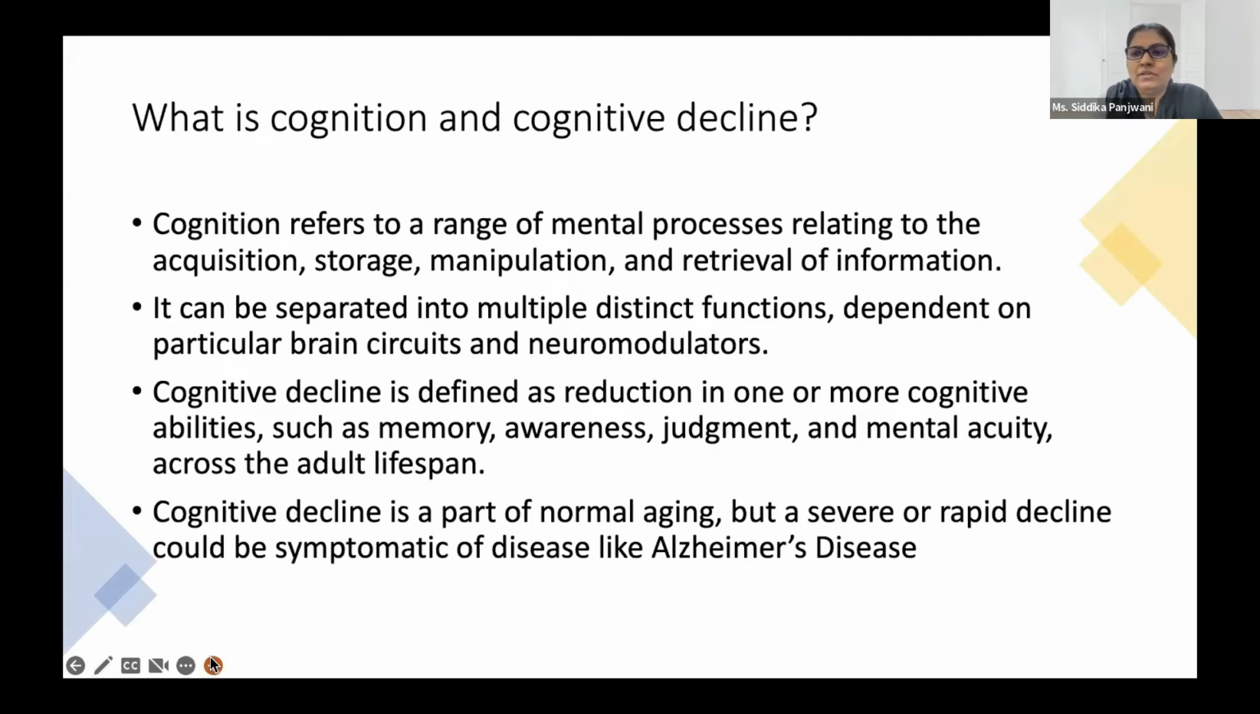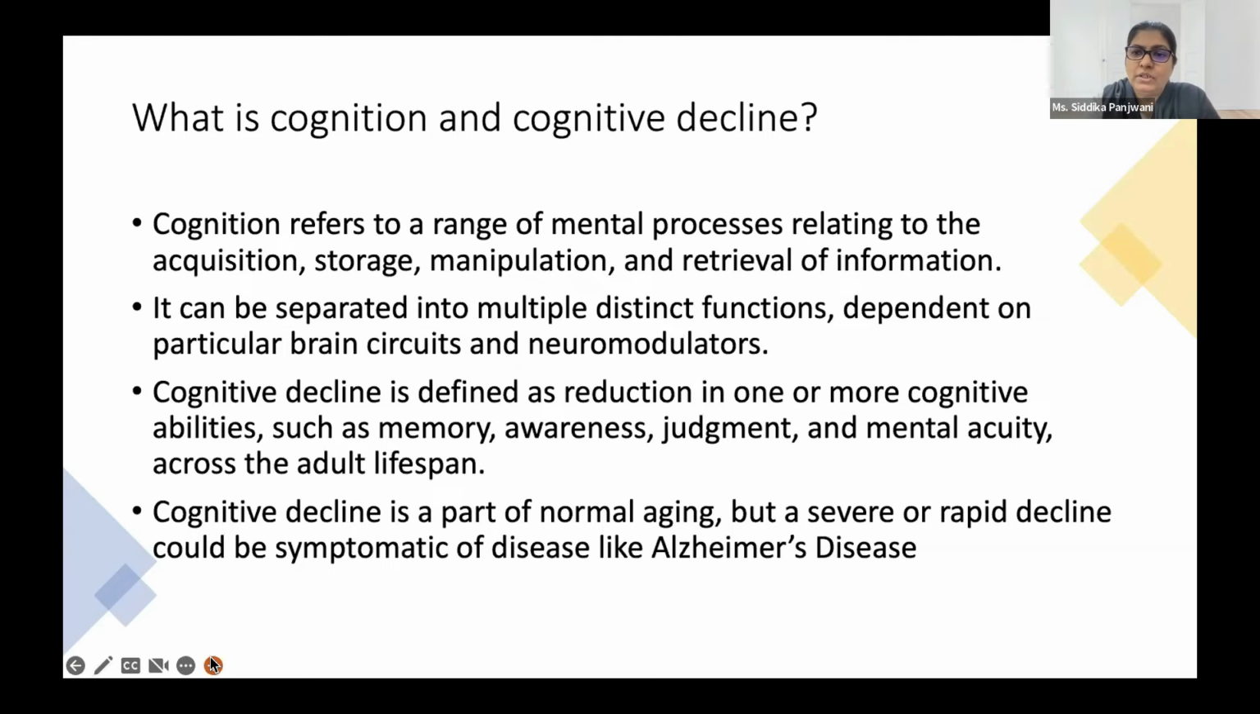So to begin with, what is cognition? Cognition is anything that we would term as higher brain functions. So memory, attention, language, visuospatial ability, all of these would comprise cognition. Anything that my brain processes in terms of information, consolidating it, retrieving it, would all be termed as cognition.